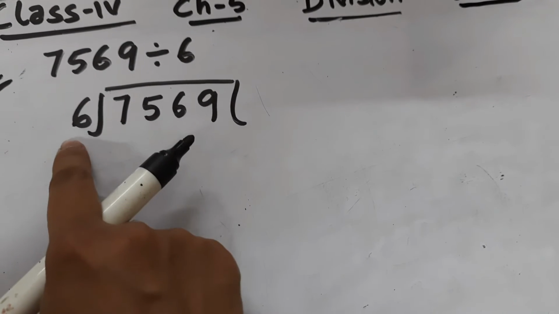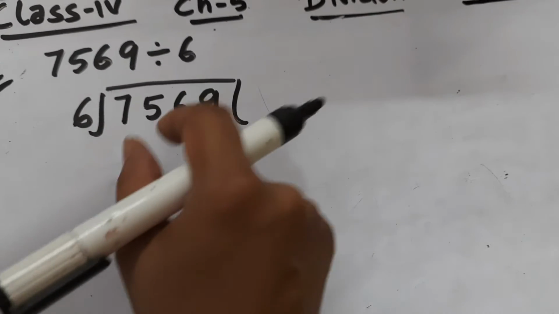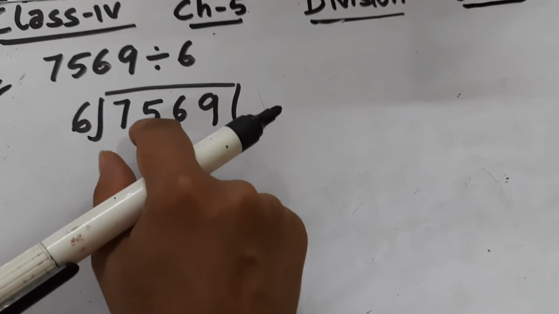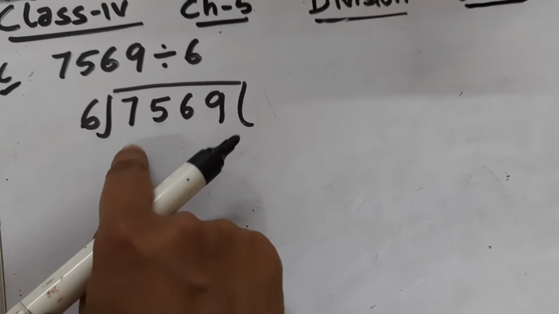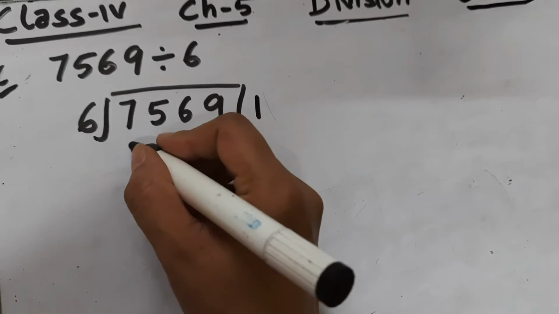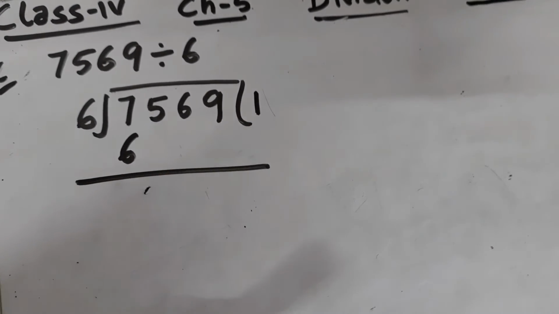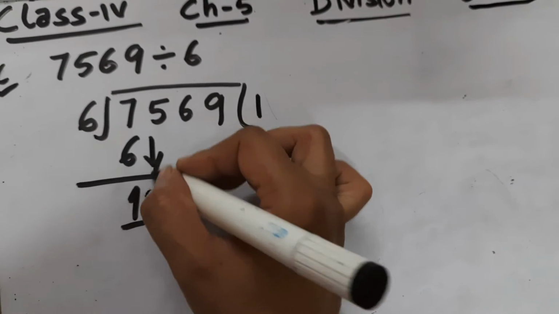Does 7 come in the table of 6? No, 7 does not come in the table of 6. So we will take a number that is just smaller than 7 and comes in the table of 6. That is 6 itself, because 6 2s are 12, which is greater than 7. So we will take 6 1s are 6, like this. Okay, now subtract it. 7 minus 6 is 1 and bring this 5 down.